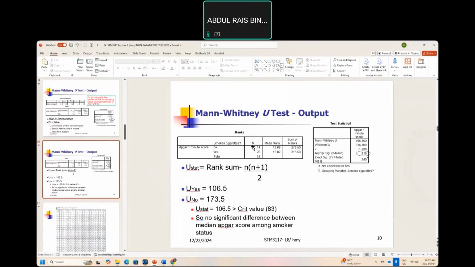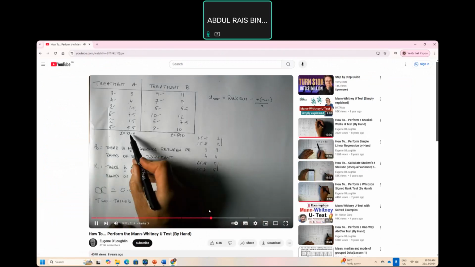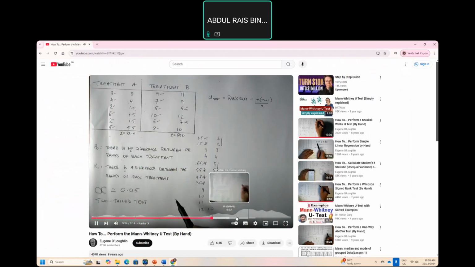So SPSS dah tolong you calculate and dapat sum of rank di sini, but saya nak tunjuk ke sini to calculate the sum rank by hand. This is how it was done. Okay, you can rewind, relook at it multiple times sampai you faham, and then you cuba practice. So these are my rank sum for each of the two values.